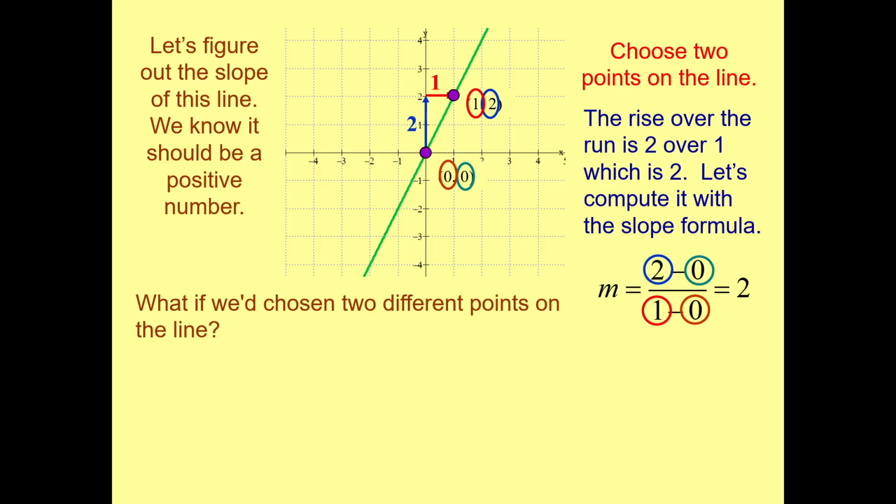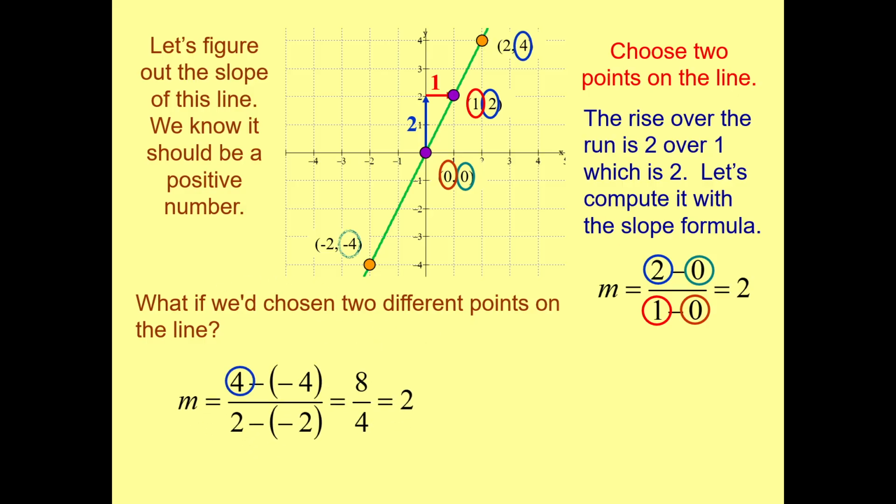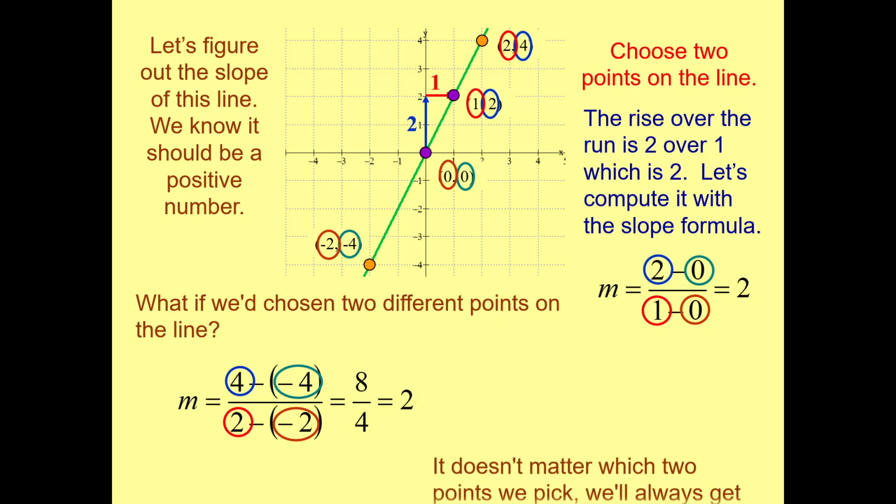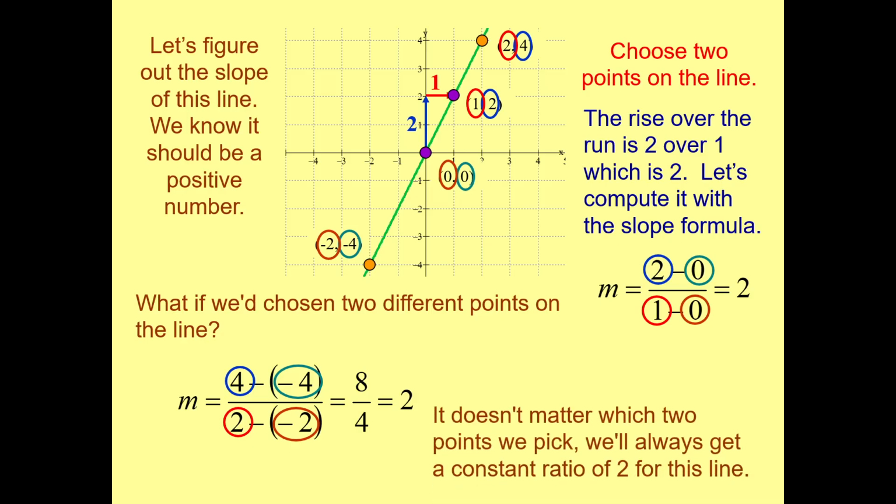What if we had chosen 2 different points on the line? We would have had the same result. The ratio is the same from one point to the next. The change in the y coordinates divided by the change in the x coordinates gives us the same ratio from one point to the next. It doesn't matter which 2 points we pick, we'll always get the constant ratio of 2 for this line.